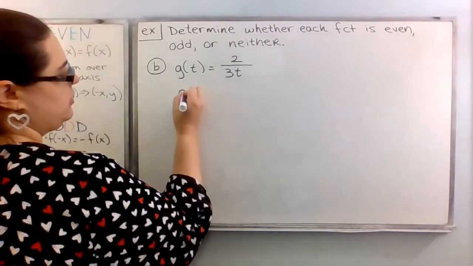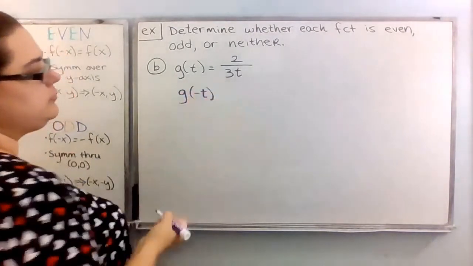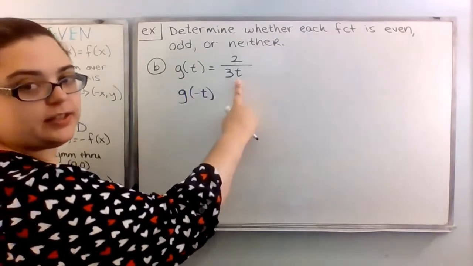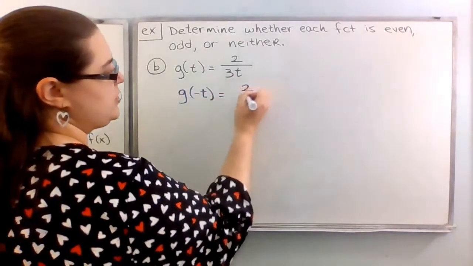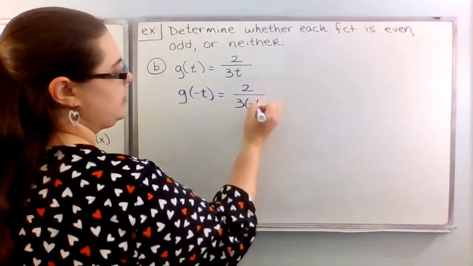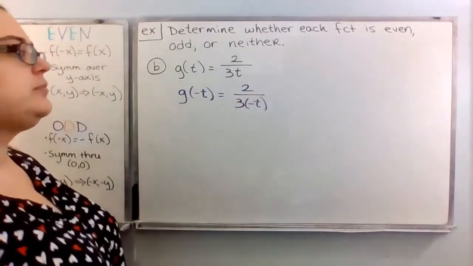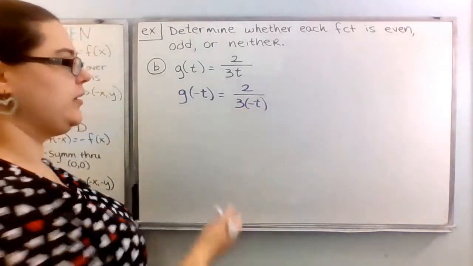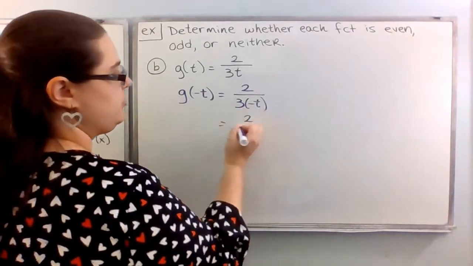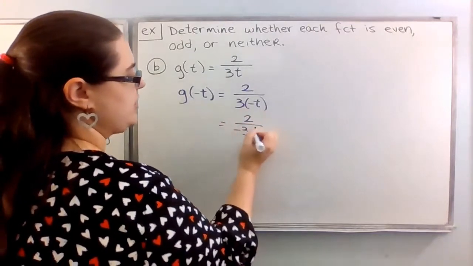So g of negative t. That means wherever we see t in the expression of the function, we're going to replace it with negative t. So this is 2 over 3 times negative t. Now here we have a positive times a negative, so the result's going to be negative. So we have 2 over negative 3t.